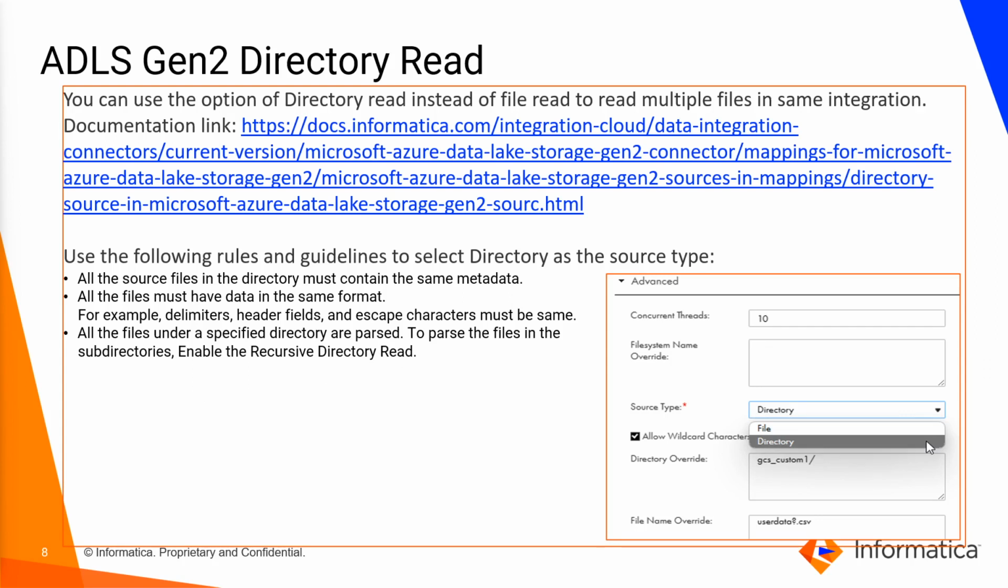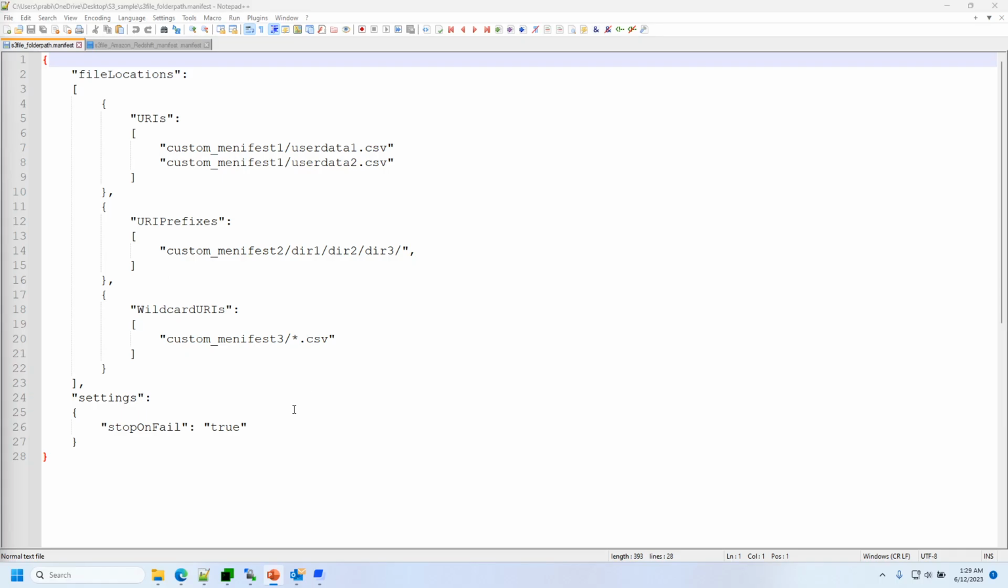These are the options available in the advanced settings, so that the connector will look for all the files either directly within the folder or in the subfolders. Let's get into a demo.